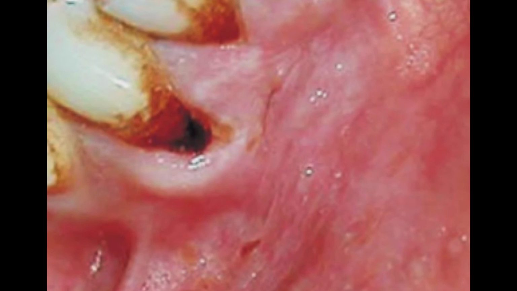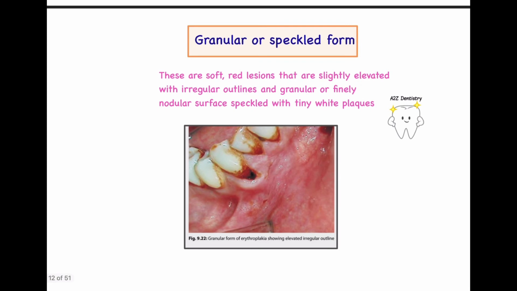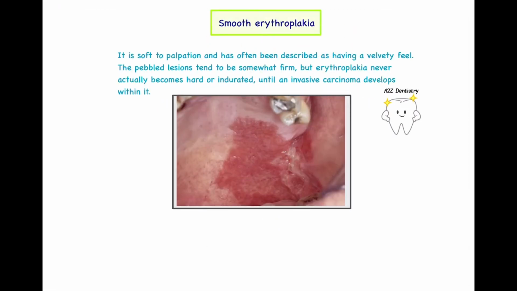I hope you can appreciate it. I have zoomed in, right? So this is our nodular or speckled form of erythroplakia. Moving on towards our next variant, that is smooth erythroplakia.